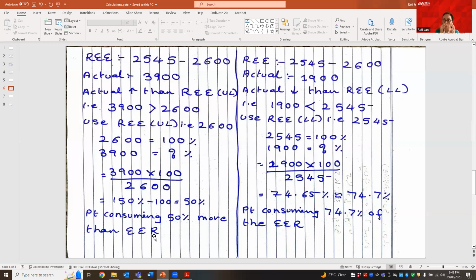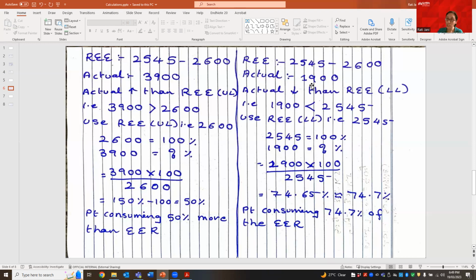When your patient is eating more than the upper limit, you use the upper limit number for all of the calculation. Similarly, in the other example, if the recommended energy intake was the same, 2,545 to 2,600. Okay, so this is the range. Now the person, what he's actually eating from that food record chart or the 24-hour recall, the patient is having 1,900. So what is the lower limit over here? The minimum amount of energy that the patient should have in a day, what is recommended, is 2,545.